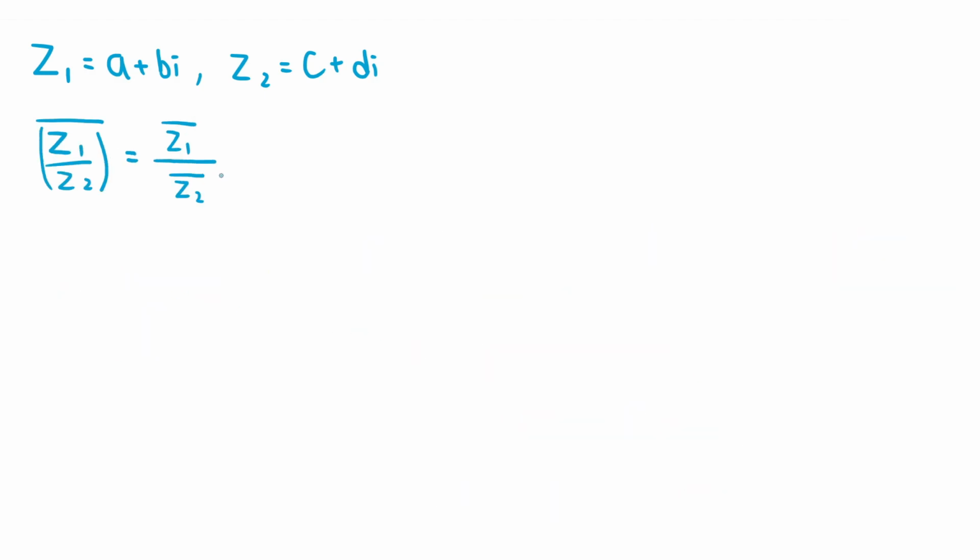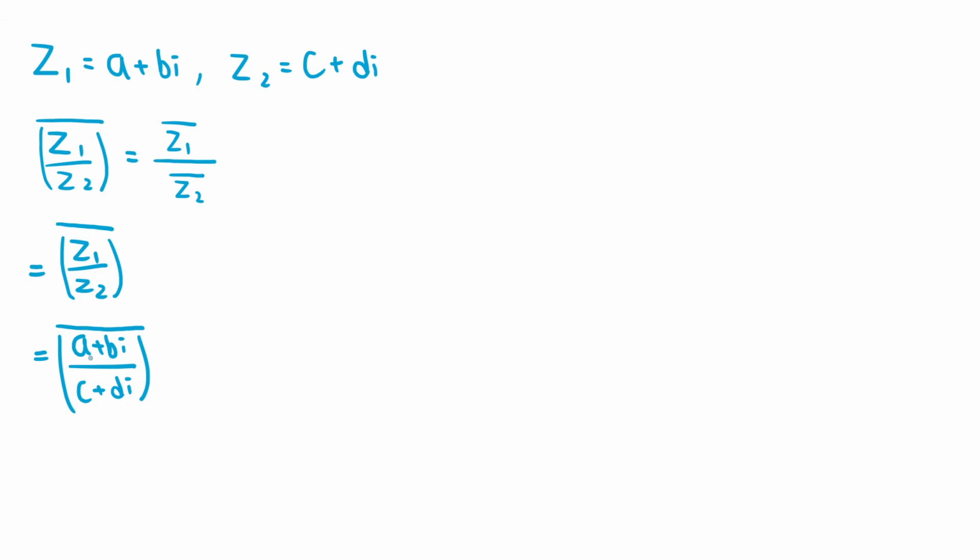A similar property also applies to division. So z1 over z2 conjugate is equal to z1 conjugate over z2 conjugate. This means dividing z1 by z2 and then taking the conjugate of the result is equivalent to taking the conjugates of z1 and z2 separately and then dividing z1 conjugate by z2 conjugate. So here's what we do. We first consider the left-hand side, z1 over z2, and all of this is under the conjugate, and this is just equal to a plus bi over c plus di, all under the conjugate.